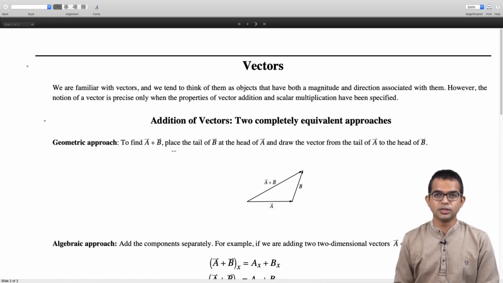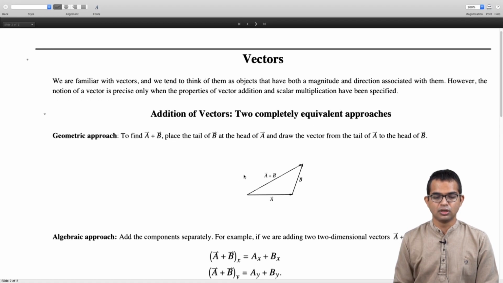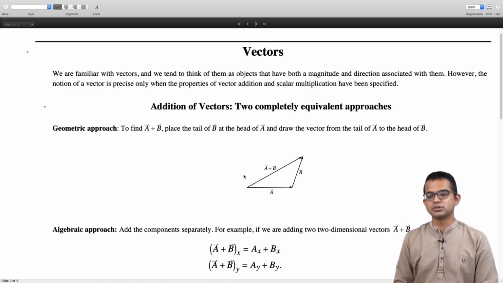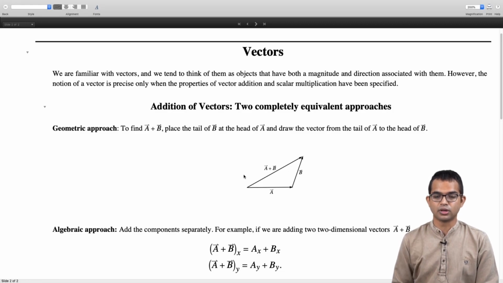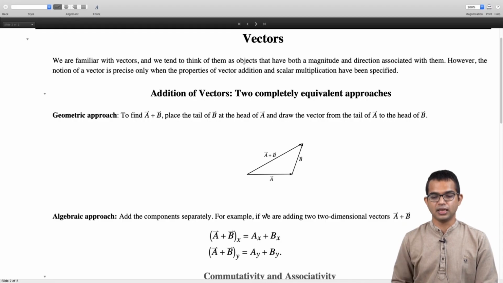There's an algebraic approach which one can come up with, which is to add the components separately. For the purpose of illustration, I'm thinking of these as two-dimensional vectors. In general, you can have whatever dimension you want. Then you have all these components associated with these vectors, and you add the vectors component-wise. So the x component of the vector A plus B is simply ax plus bx, and the y component of A plus B is ay plus by. This is another way of thinking about addition of vectors.